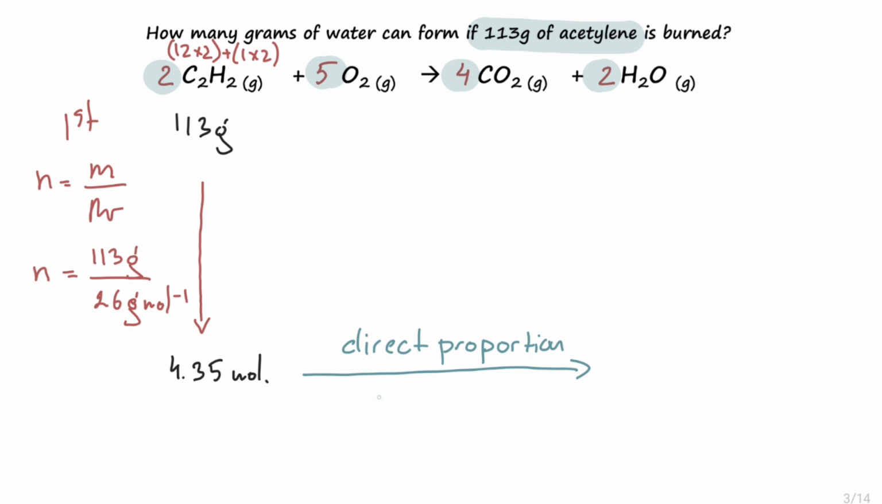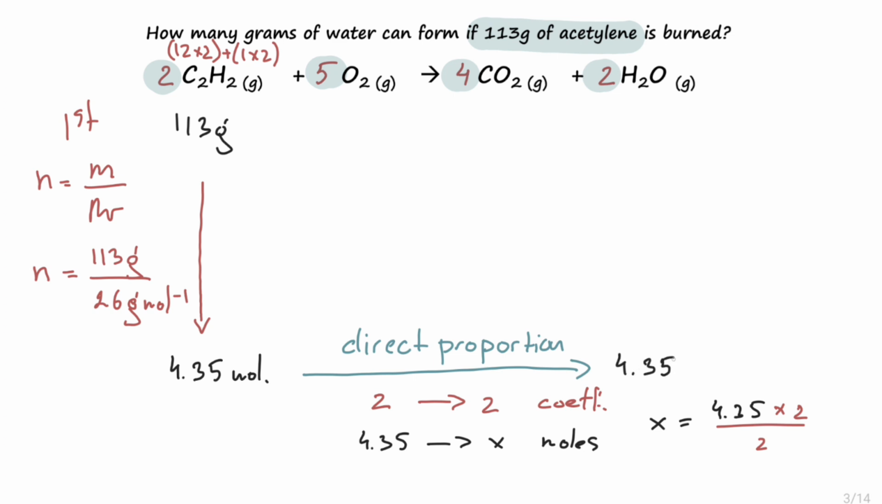If you have 2 acetylene, you can produce 2 molecules of water. So these are the coefficients. And if you have 4.35 moles, how many moles can you produce? These are the moles. Okay, X will be equal to 4.35 multiplied by 2 divided by 2, 4.35 mole. Okay, so let me write this. And that's the most important step, because now you have, let me highlight it with green also, just to show the proportion here. And now you have the number of moles of water.